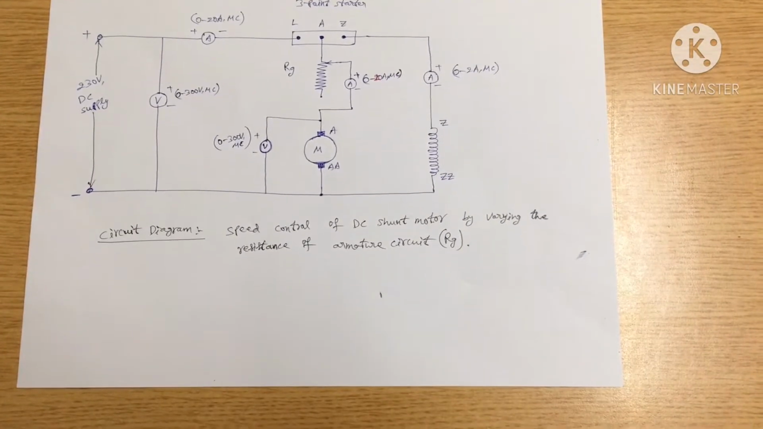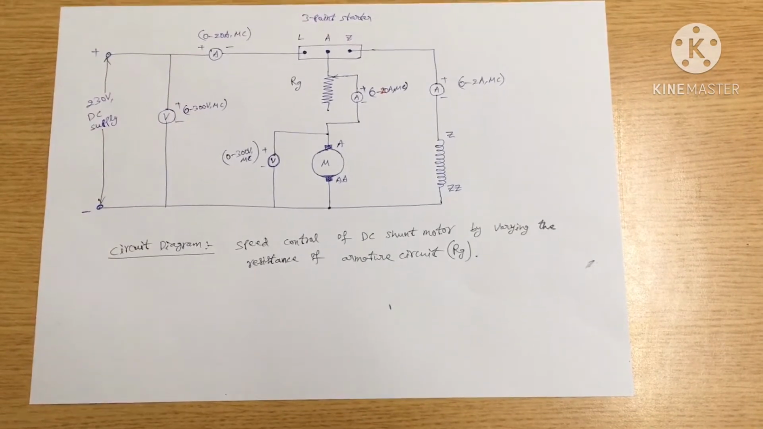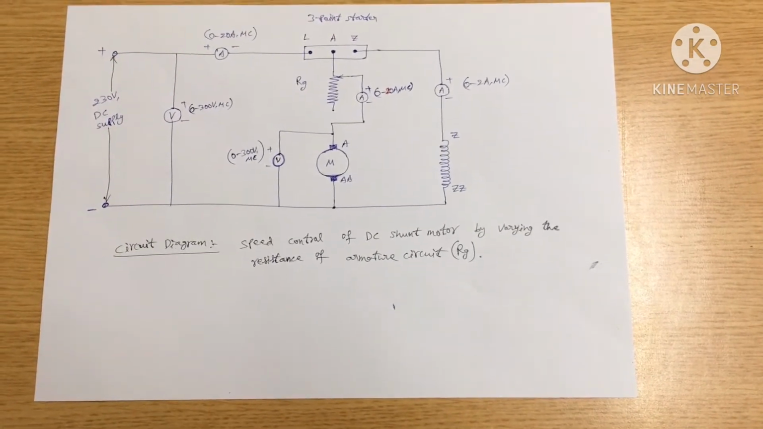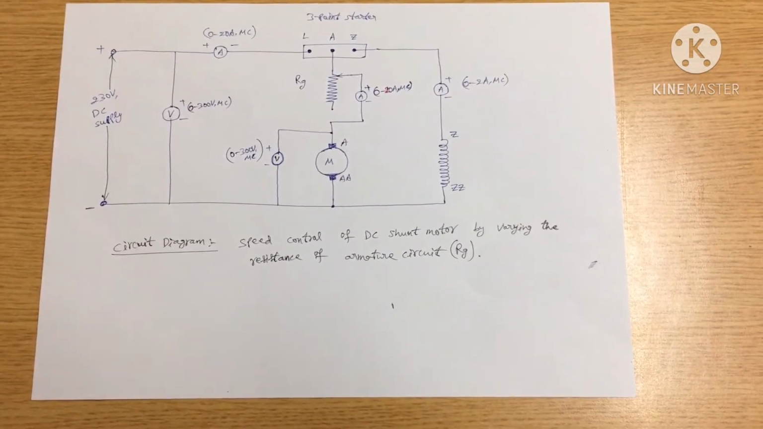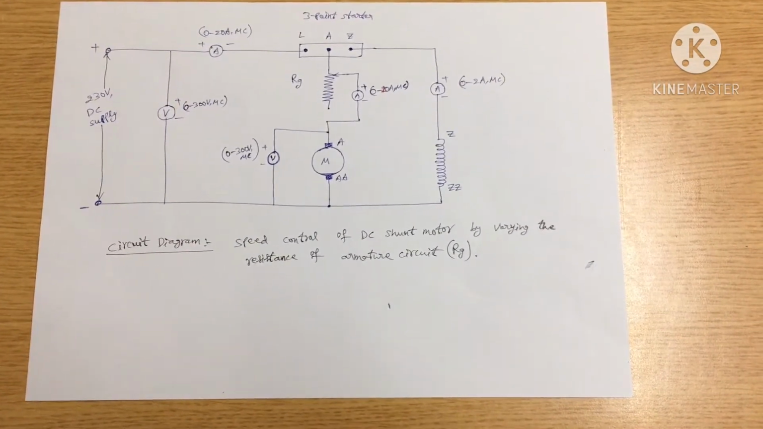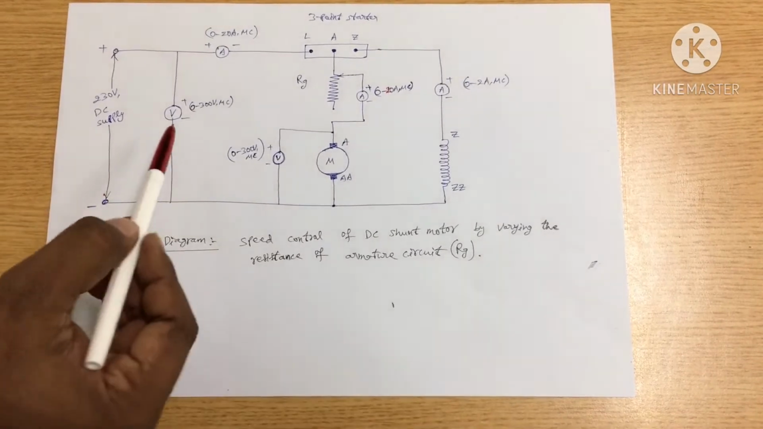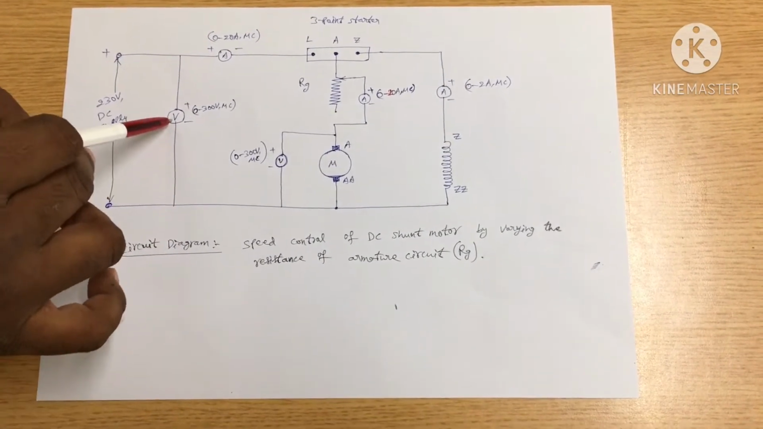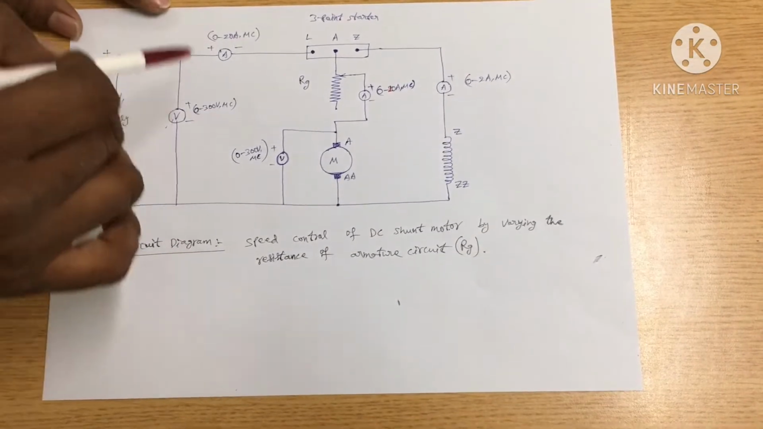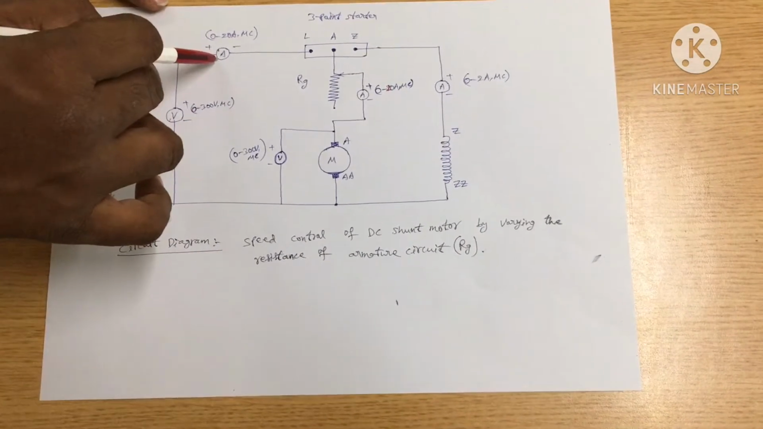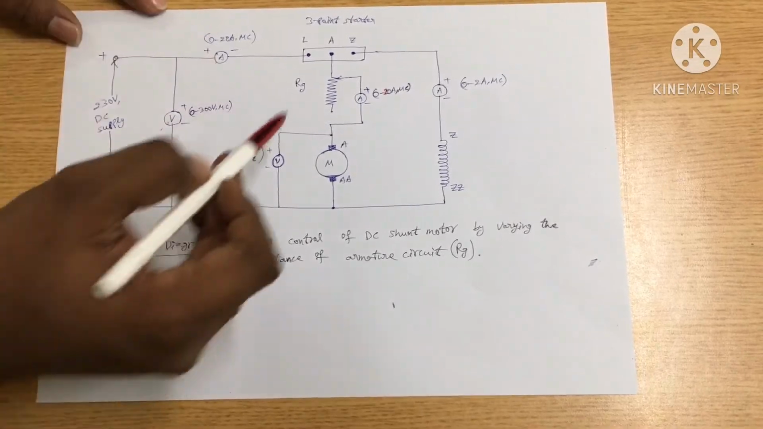We can use this circuit diagram for speed control of a DC shunt motor by varying the resistance of the armature circuit, that is, armature controlled resistance. Here, by using this voltmeter we can measure the voltage across the motor terminals, and by using the line current ammeter we can measure the current drawn by the motor.